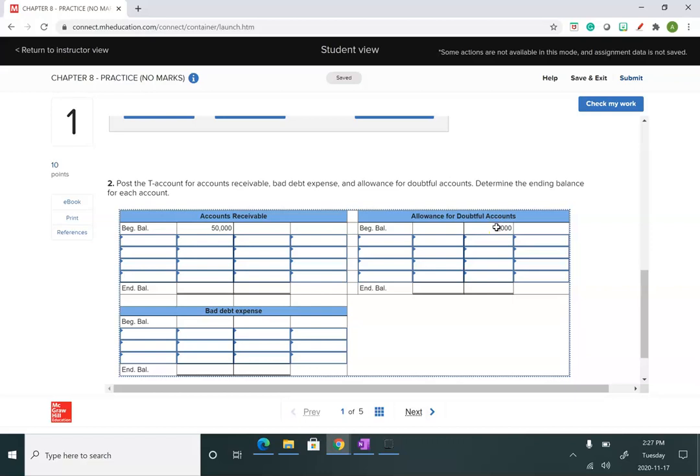Now, I just want to warn you that sometimes allowance for doubtful accounts could have a debit balance, but they'll tell us. So when we put accounts receivable onto the balance sheet, we take whatever's in the accounts receivable account, and then we add or subtract whatever's in the allowance for doubtful accounts. And then that net amount shows up as accounts receivable. And then the bad debt expense shows up on the income statement.